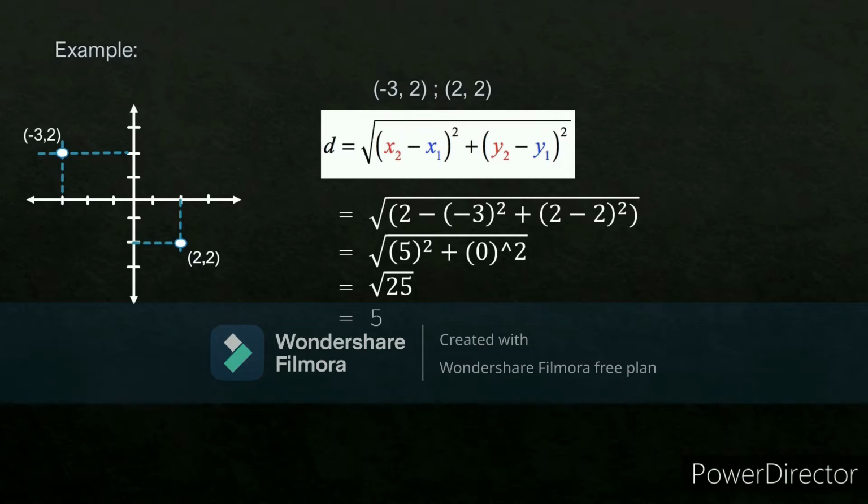Then we square, so 5 raised to the power 2 equals 25.